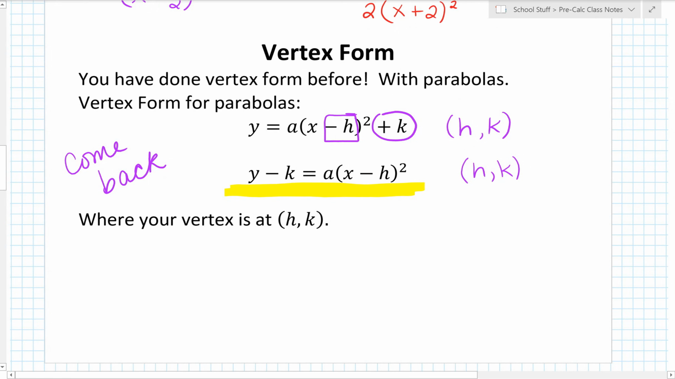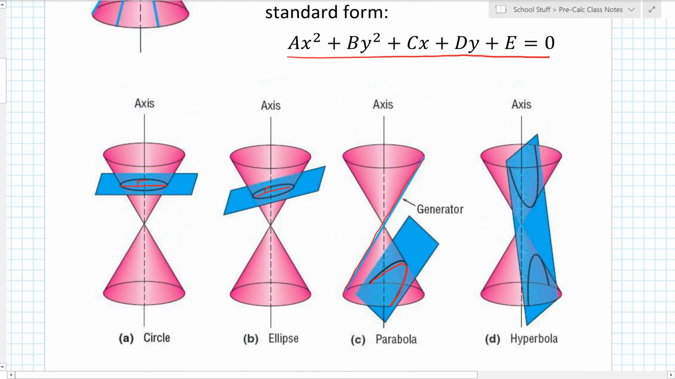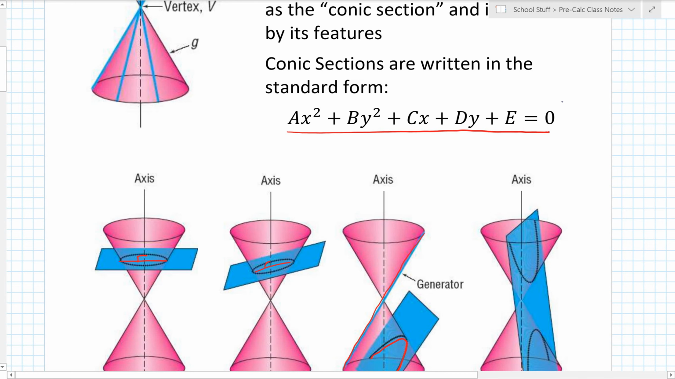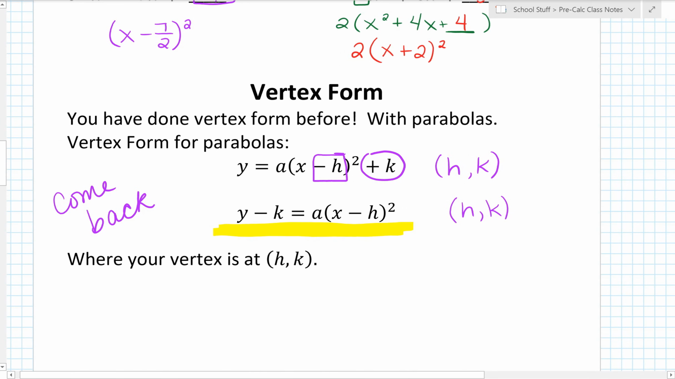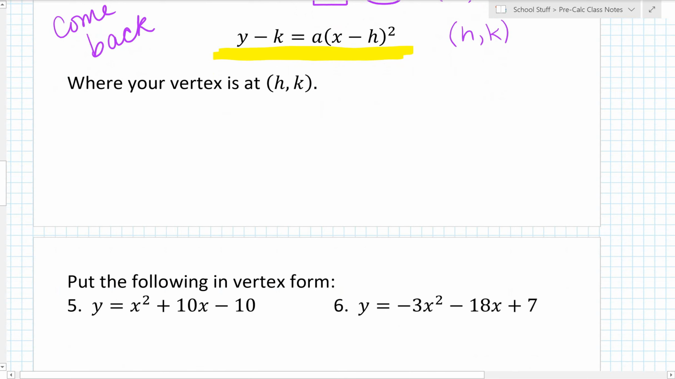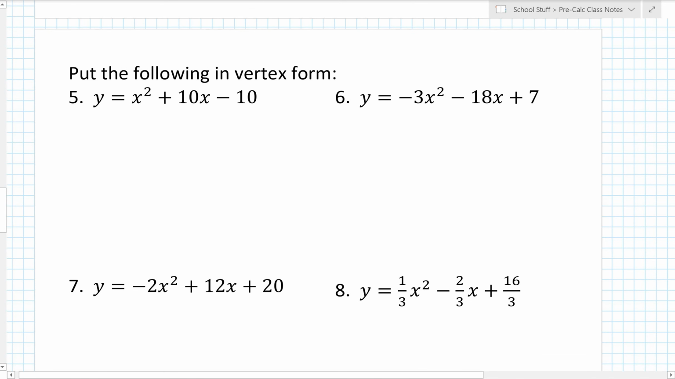All right, so this is my goal. My goal is going to be to get something from this standard form here, where it's written with squares and x's and y's, and I want to get it down into something like this where I have perfect squares, because that way I can just look at it and pull the vertex. So we're going to put each of these guys in vertex form. These problems are a little different than what we did before because I have an equal symbol.